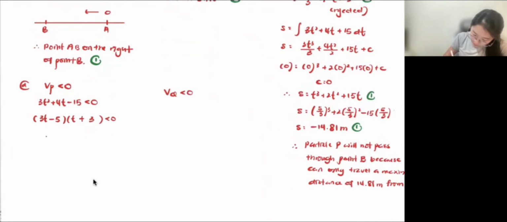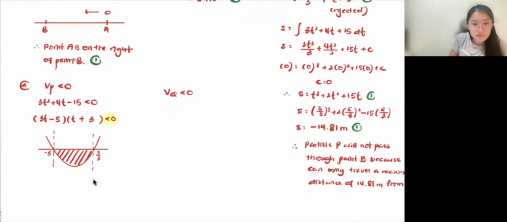So this is an inequality, yeah, guys. You have to draw a graph to determine the range. So the smaller root is negative 3. The bigger root is 5 over 3. The inequality is lesser than 0, meaning the range is here, in between negative 3 and 5 over 3.